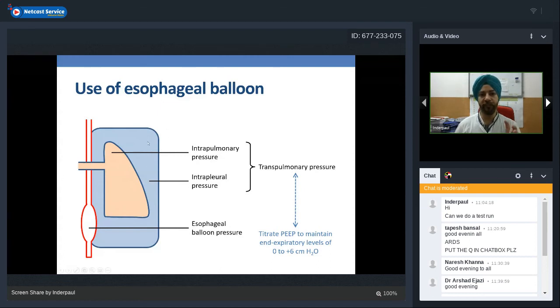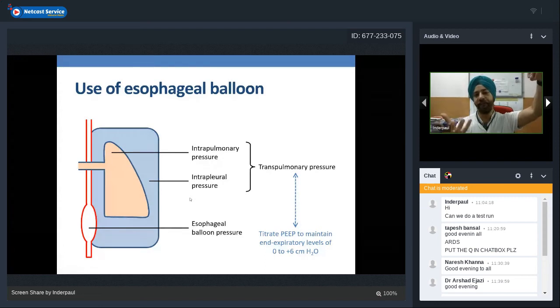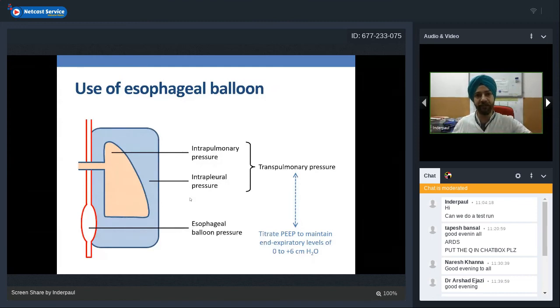So pleural pressure becomes more positive as compared to the intrapulmonary pressure. If pleural pressure is more, for example in tension pneumothorax, what happens there? The pleural pressure is more than the entire lung. What does it cause? It causes the entire lung to collapse. Similarly, if the pleural pressure is higher than the intrapulmonary pressure, it will collapse all the alveoli.